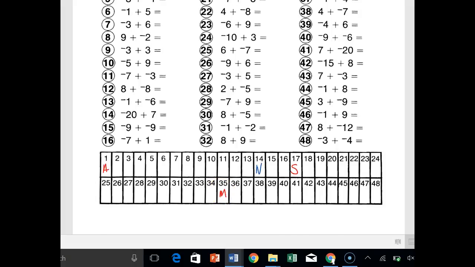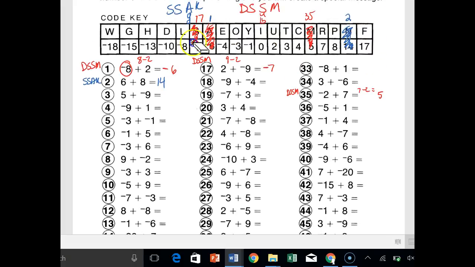And you know what? I've messed up. You're going to want to erase all of these because you're probably going to use a letter twice or multiple times. So my fault.